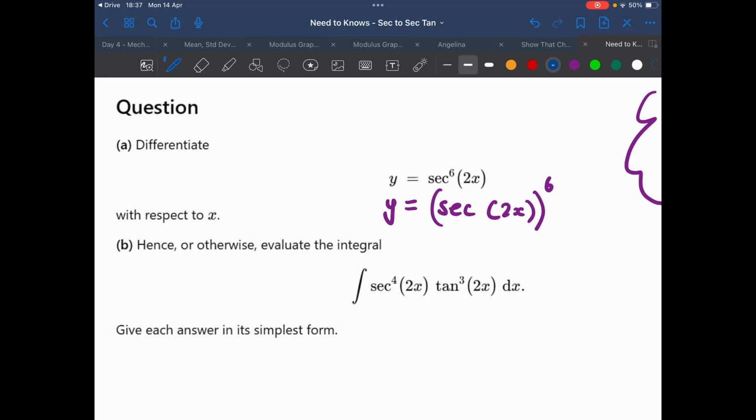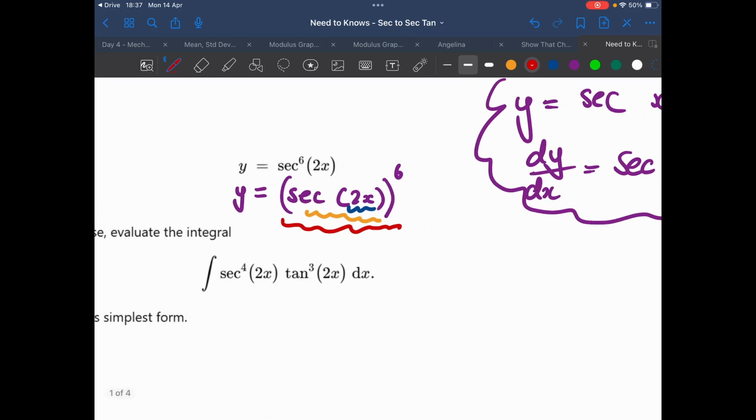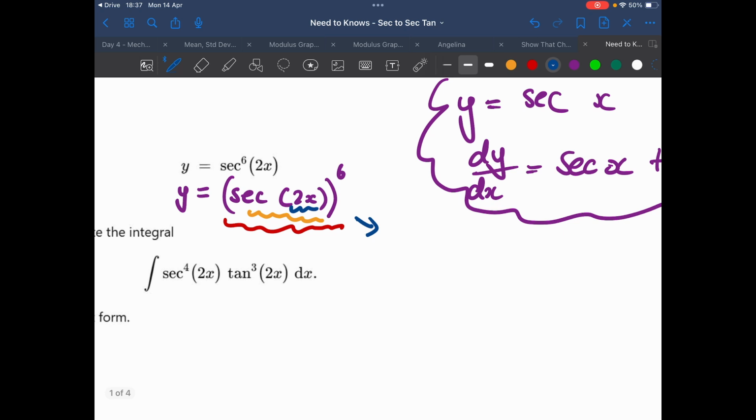We're then going to do some chain rule. The innermost chain is going to be 2x, which is going to become a 2. Then after that, we have sec of something. And then finally, we're going to have a bracket to the power of 6. So let's differentiate those things now. Okay, so I'm going to get 2 from the 2x.